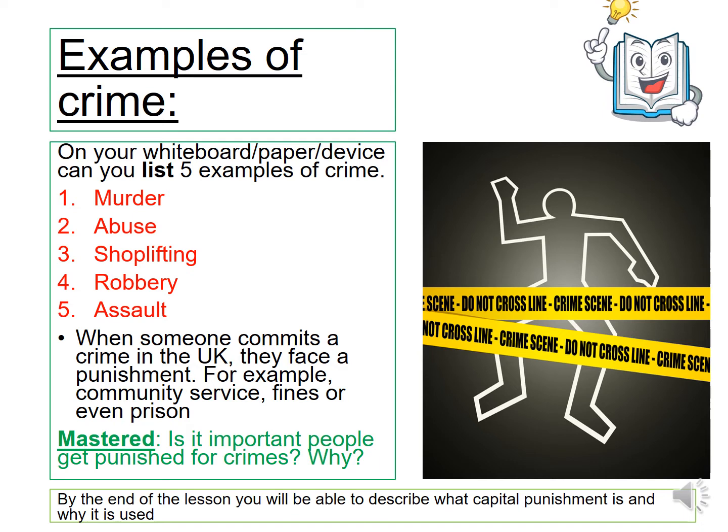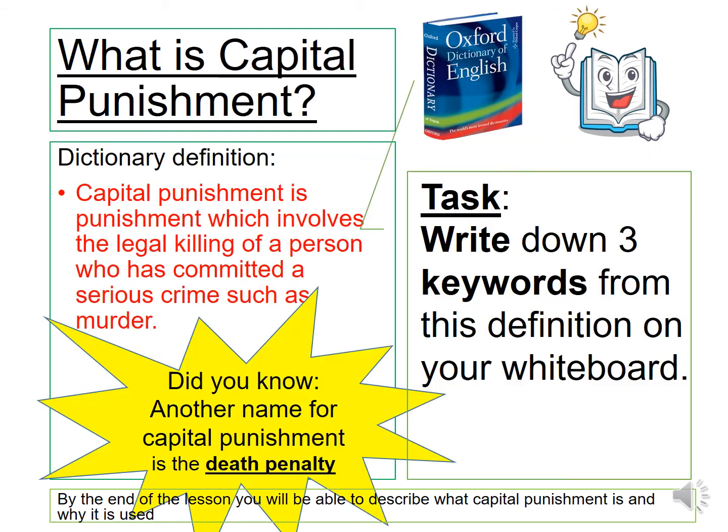When somebody commits these crimes in the UK, they face a punishment because they are breaking the law. For example, community service, fines, or even prison. So for example, if someone has shoplifted, their punishment might be community service. Now your master task, I want you to think about, is it important that people get punished for crimes and why? So you might be thinking, what is capital punishment?